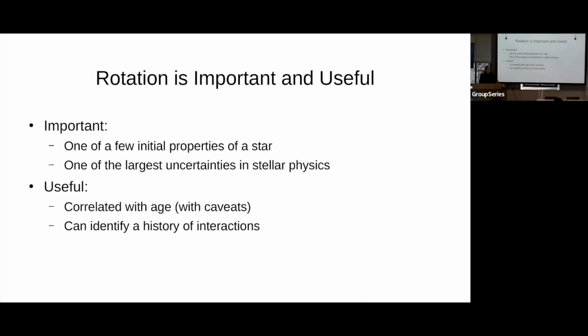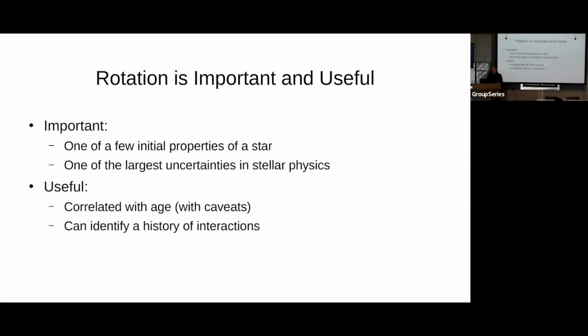But rotation can be very useful. It correlates with things like age or magnetic properties that are very hard to measure directly about a star, and so you can use it to infer something about how that star is changing over time. You can also often use rotation as a tag of interactions. If you have a tidal interaction, that'll affect the rotation of the star, and so that'll tell you something about its history.